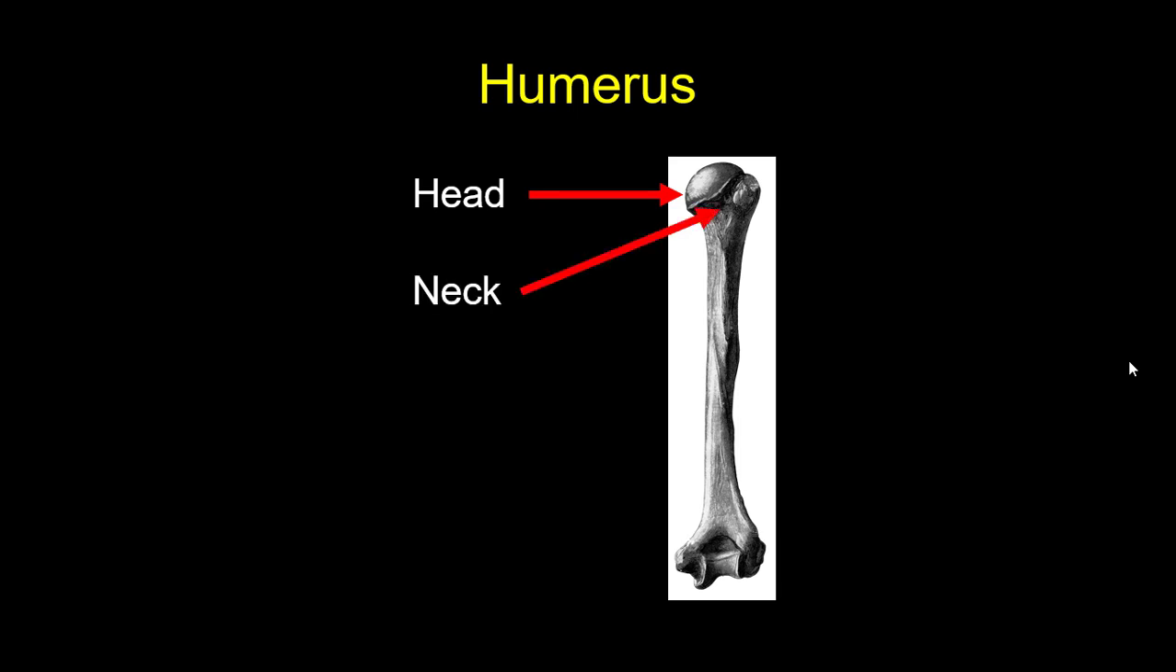Below that is the neck of the humerus. It's not a particularly well-pronounced one, but there it is. And then the shaft of the humerus makes up the majority of it. Now you'll notice this weird stuff going on at the end. It looks like a spool.